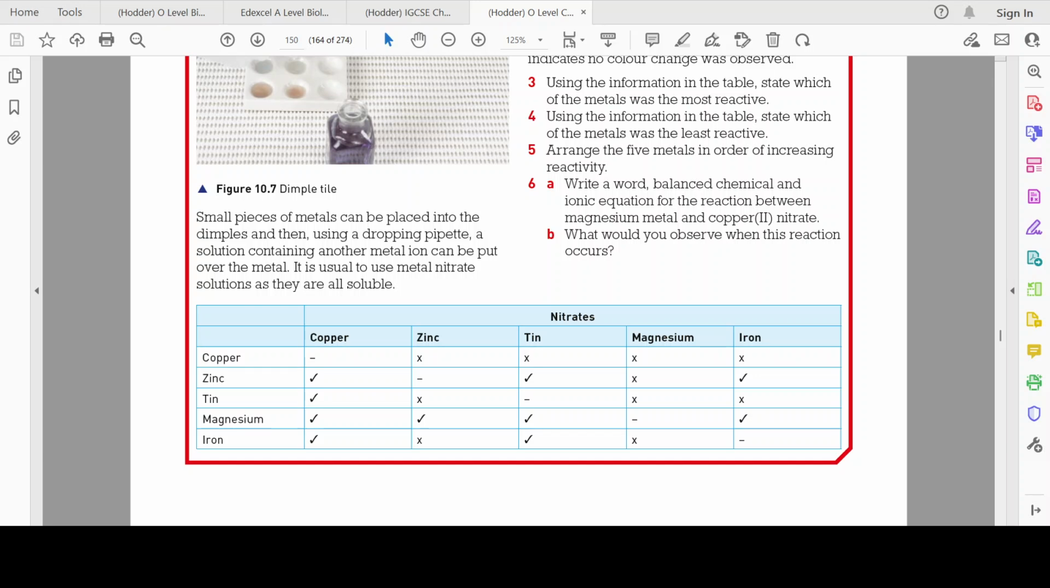Once again, let's go back to the whiteboard. What's next? Next we're talking about how you would identify metal ions.